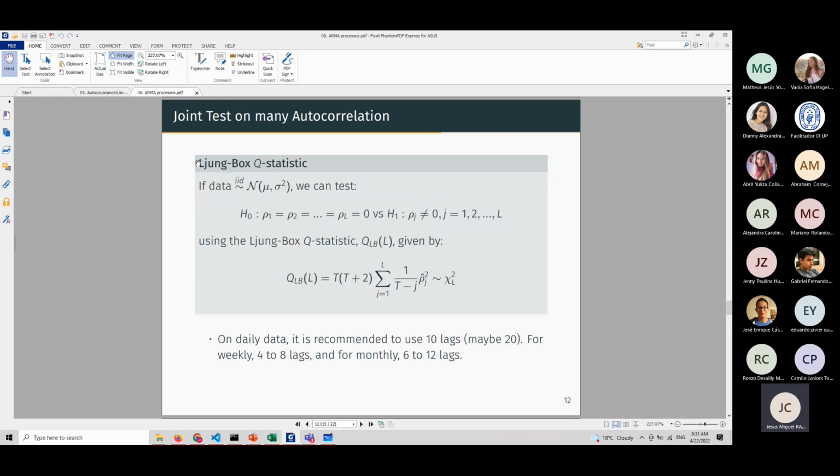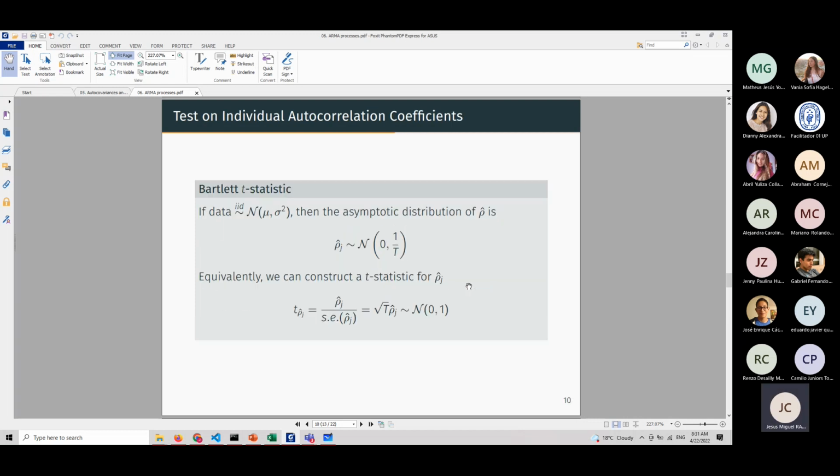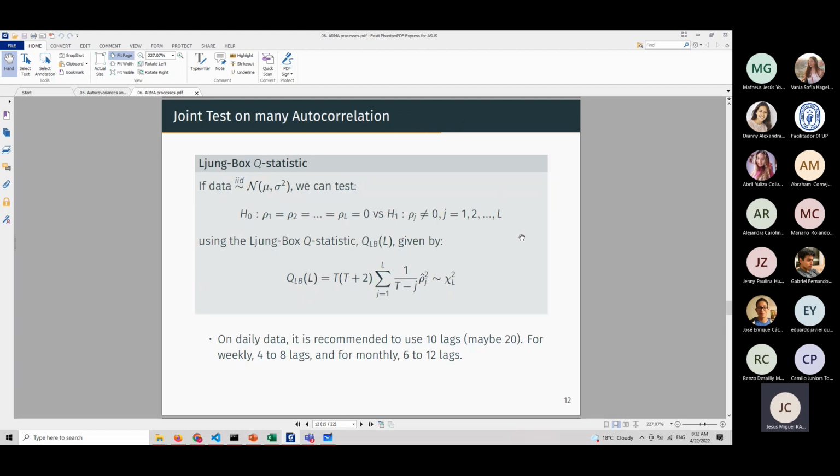Okay, and you have the Box Q statistic, and you run it in R using the Box.test function. I think that is the function. As an argument, you have to put the name of the test, and you put Box because there are two tests in that function. What is the difference between the Bartlett test and the Box? The Box is a joint test.